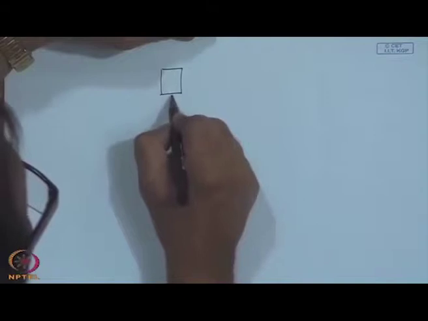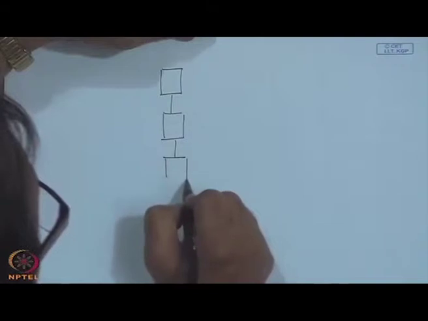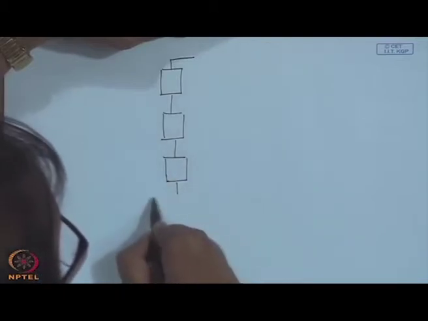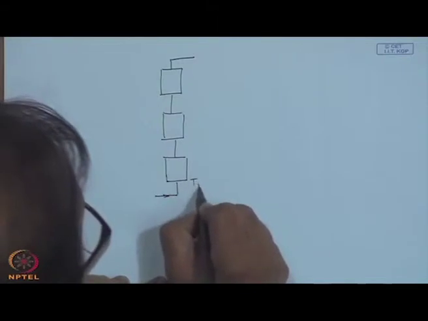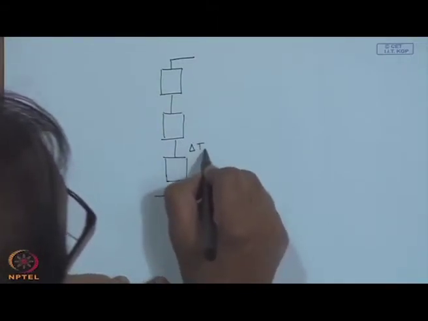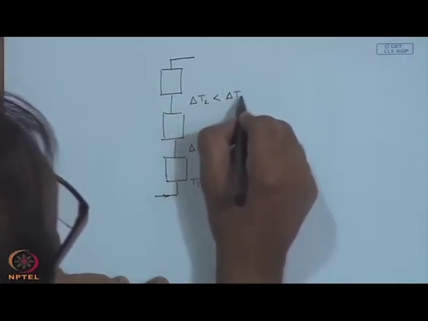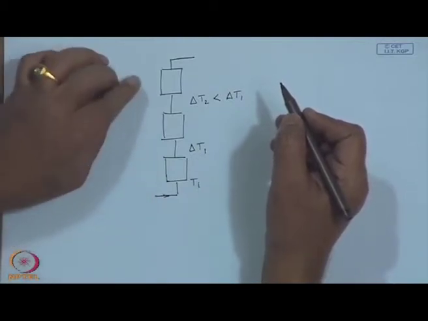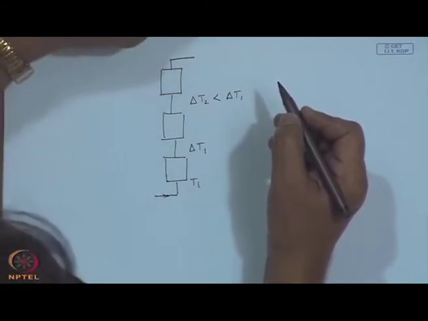One more thing which is often ignored or not really taken into account, when you have got series collectors, again we will discuss in a little bit of detail when we consider the critical radiation level. Let us say this is T I and this adds a delta T 1 and this adds a delta T 2, obviously less than delta T 1, since this is at a higher temperature and hence higher losses. So, technically the efficiency of each subsequent collector will be lower than the previous one.